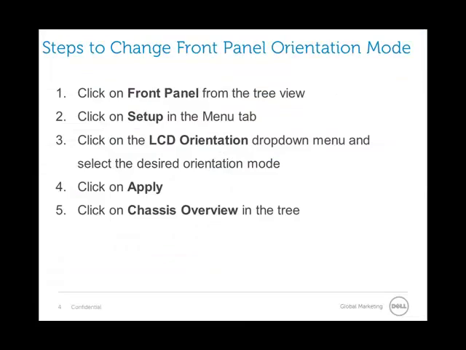In the event the chassis is rack mounted, the user can change the chassis graphic and LCD orientation from Tower Mode to Rack Mode to match the graphical view of the chassis with the physical orientation. These steps can be followed to change the chassis LCD orientation mode. The next part of this video will walk the user through these steps above using the CMC GUI.